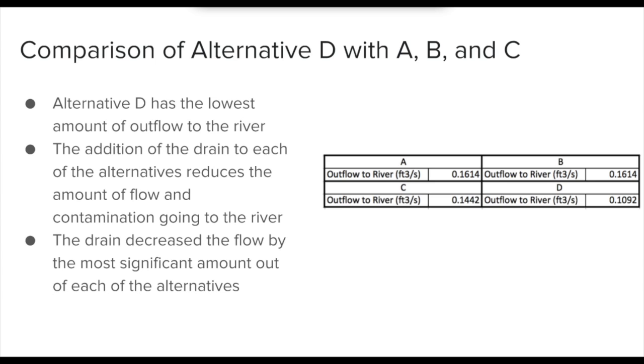In comparison of alternative D with A, B, and C, you are able to see that alternative D has the lowest amount of outflow to the river. The addition of the drain to each of the alternatives reduces the amount of flow and contamination going to the river. The drain decreased the flow by the most significant amount out of each of the alternatives.